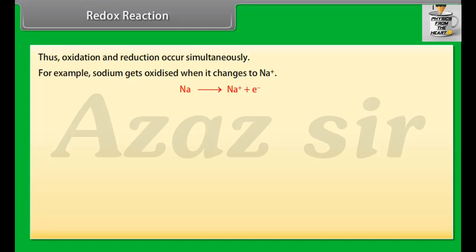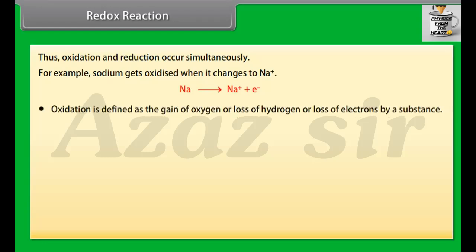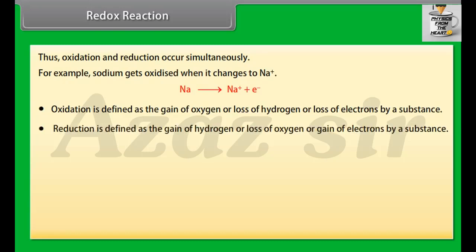For example, sodium gets oxidized when it changes to Na+. Oxidation is defined as the gain of oxygen or loss of hydrogen or loss of electrons by a substance. Reduction is defined as the gain of hydrogen or loss of oxygen or gain of electrons by a substance.